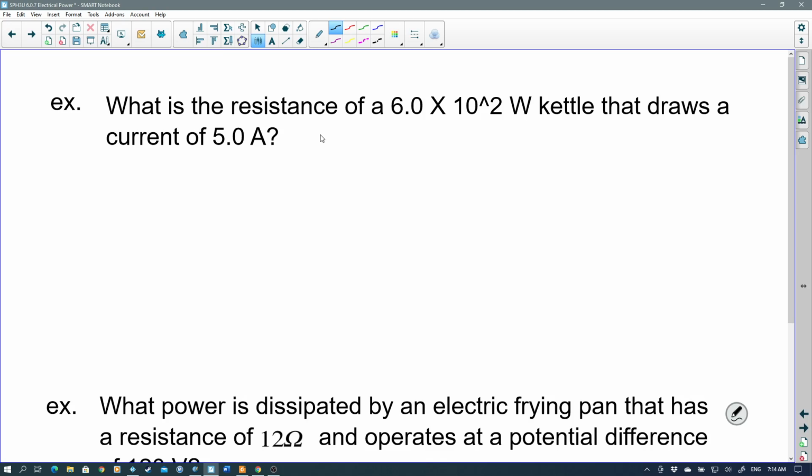So here's an example. What is the resistance of a 6 times 10 to the 2 watt kettle that draws a current of 5 amps? If we look at what we're given as variables, at this point we might want to write them down so that we can really know what's going on here. So these are the quantities that we're working with, right? We're working with current and resistance and power.